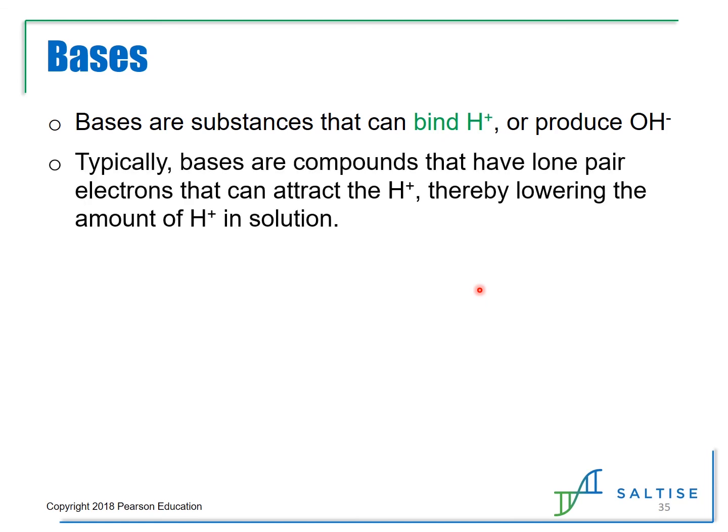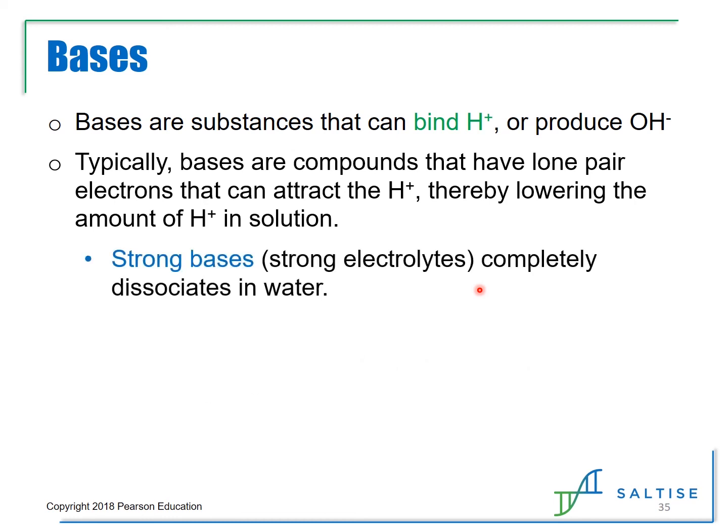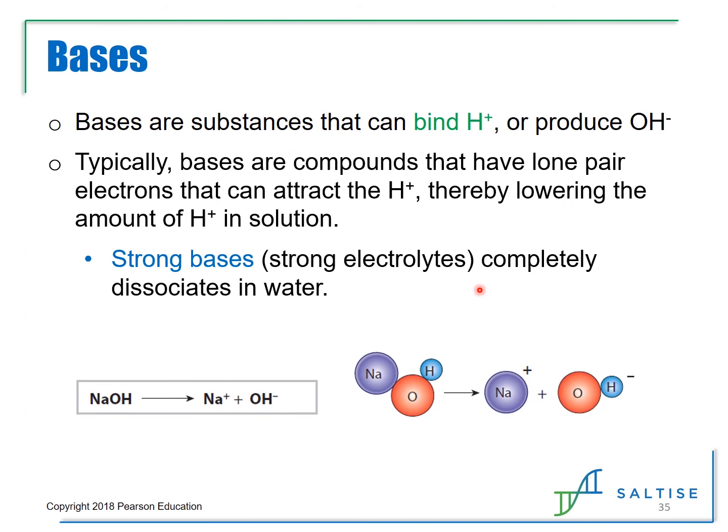Bases that reduce the amount of hydrogen ions in solution do so because they have atoms with lone pairs of electrons that can attract the ions. And just like acids, bases can also be categorized as being strong or weak. A strong base will completely dissociate in water, which makes them strong electrolytes. Here's an example of a strong base called sodium hydroxide. When it dissolves in water, it'll separate out into the sodium cations and the hydroxide anions.